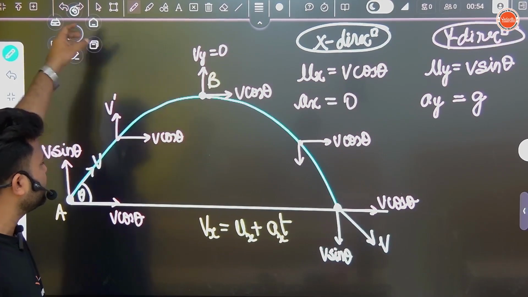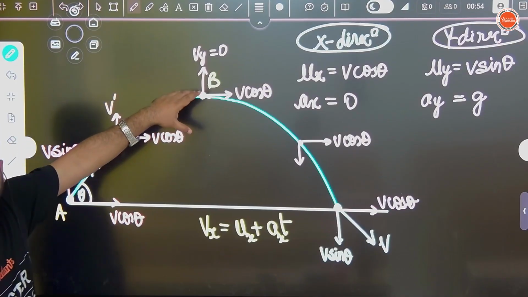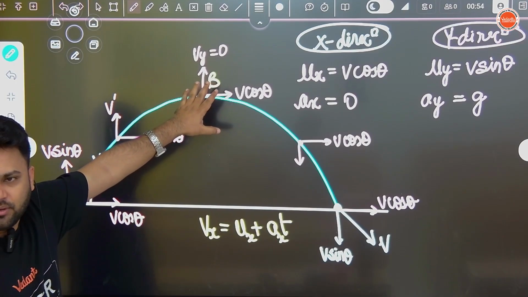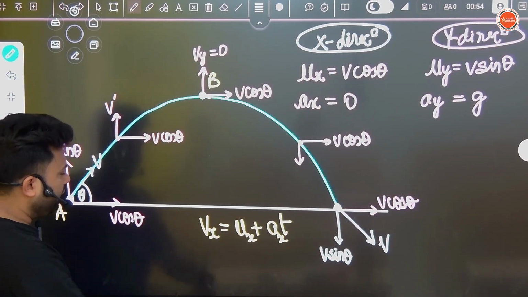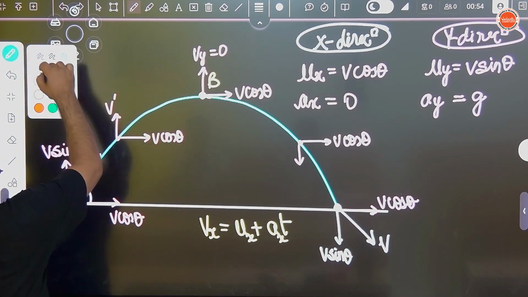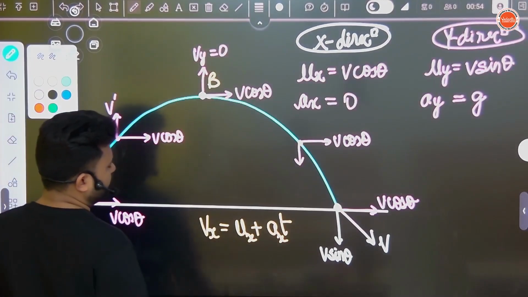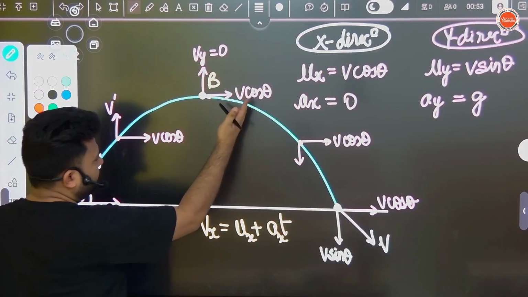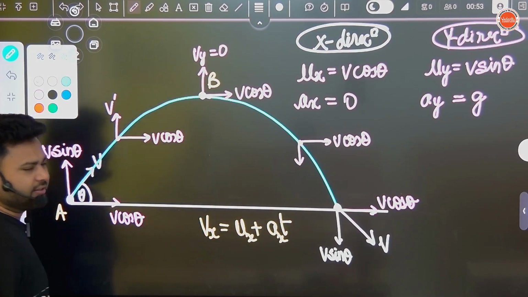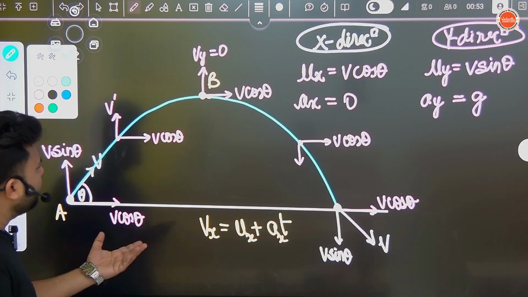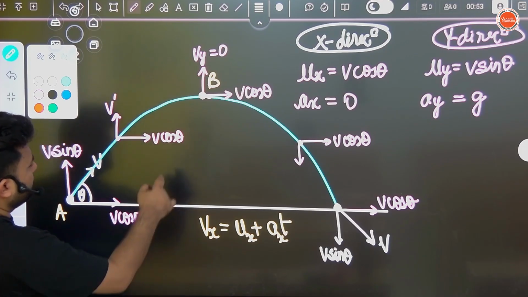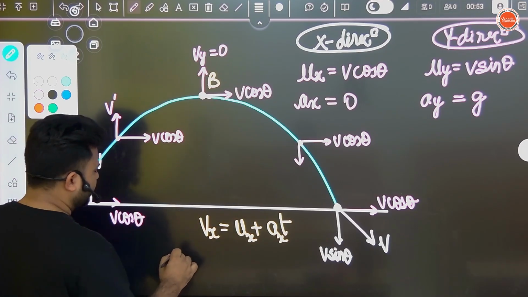I asked this question: what is the time taken by the ball to reach the maximum height? This is the maximum height from the ground. So if we apply this formula, you say final velocity in x direction. If you solve it a little bit, it will be complex. Correct? Not complex, you can solve. So final velocity in x direction is v cos theta.